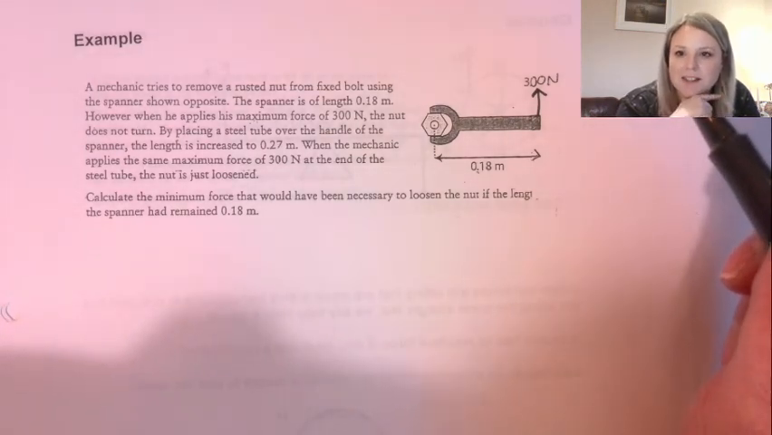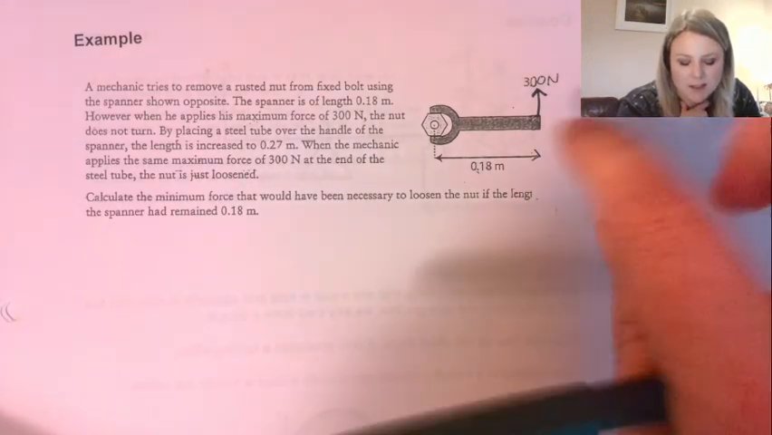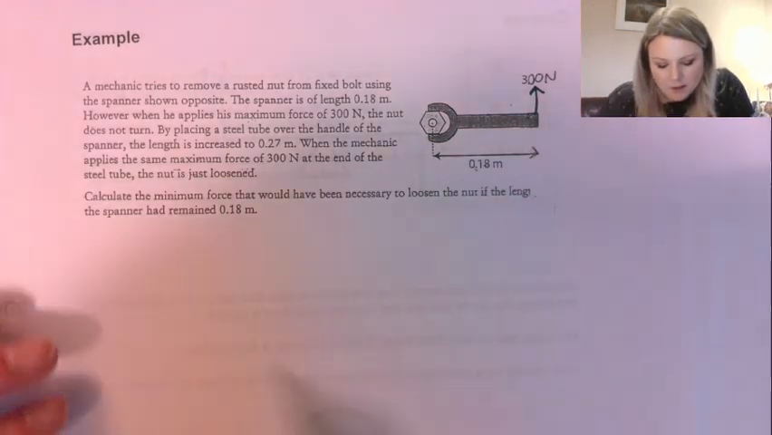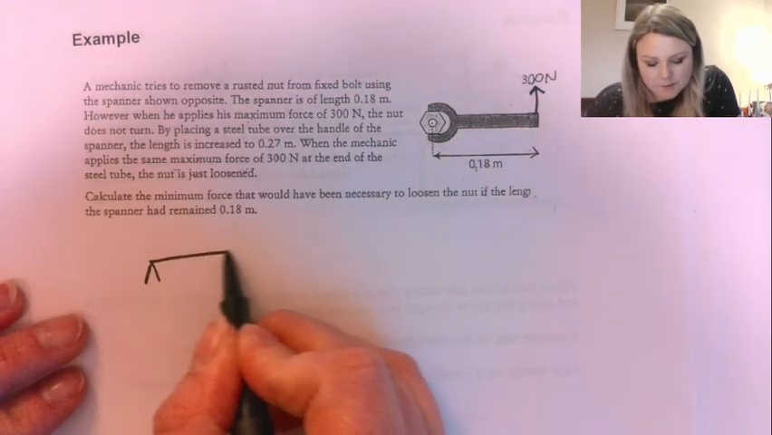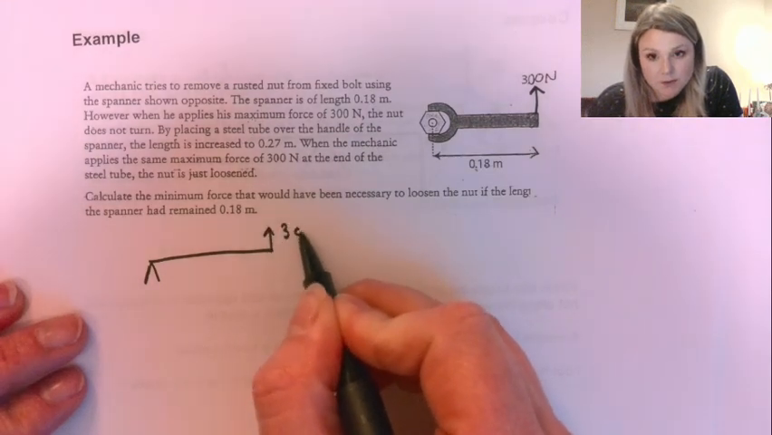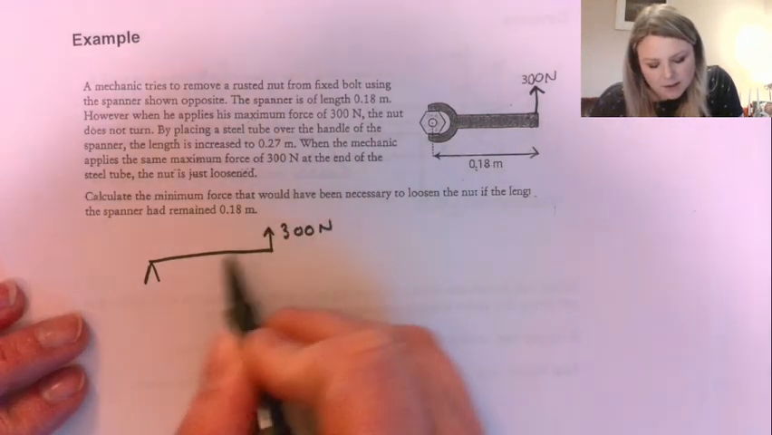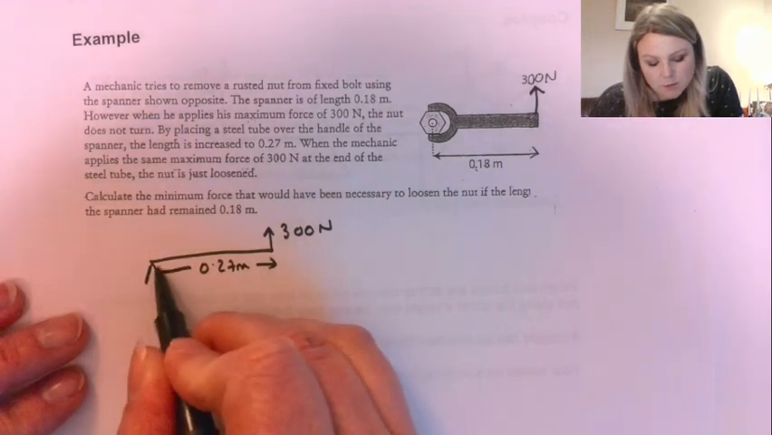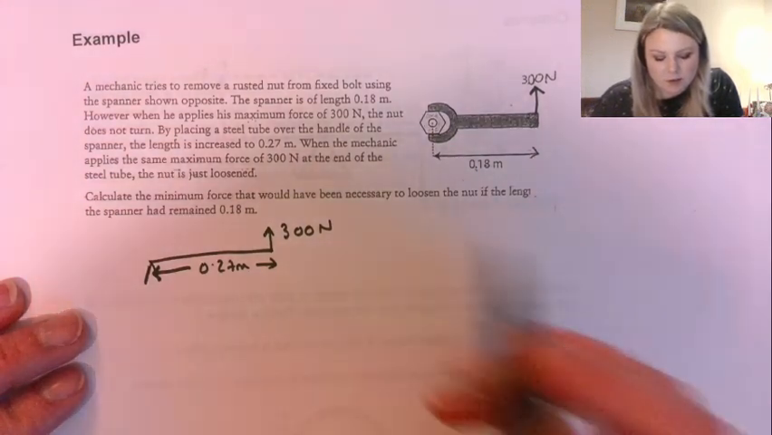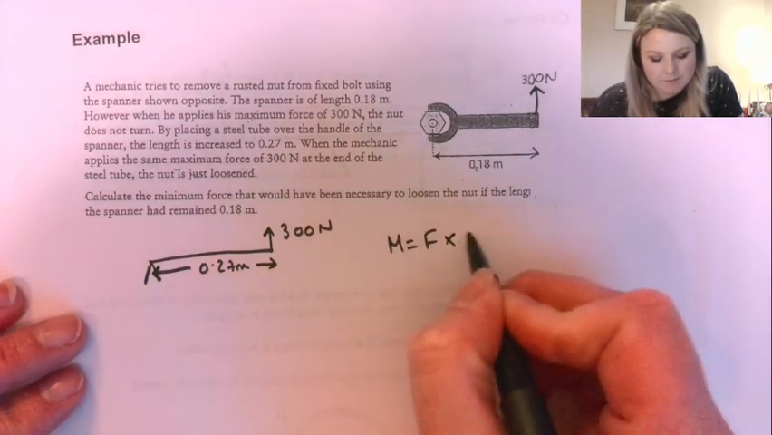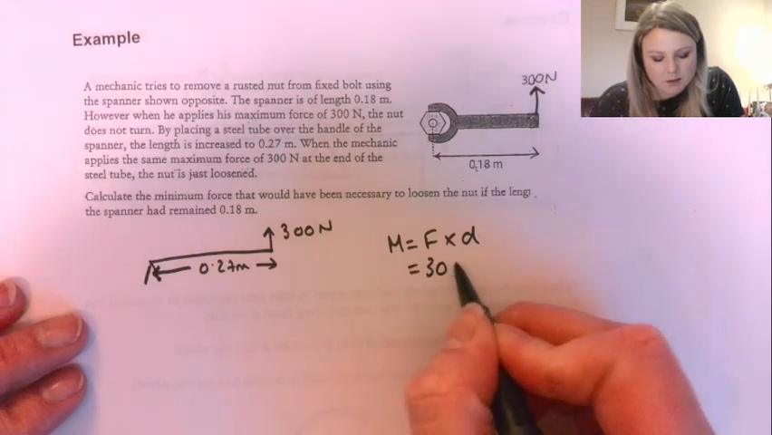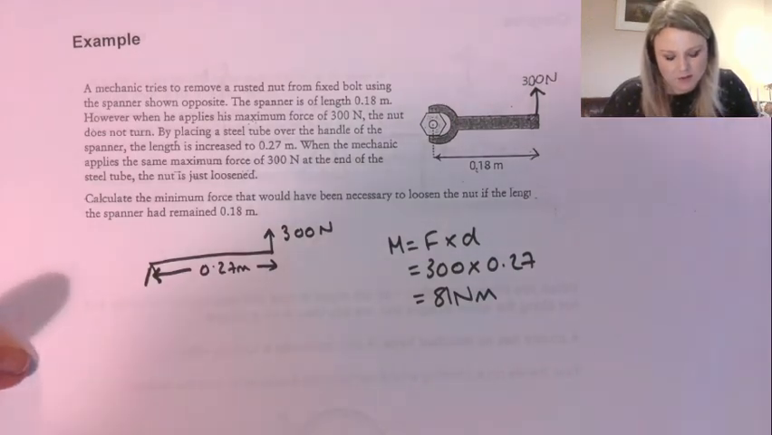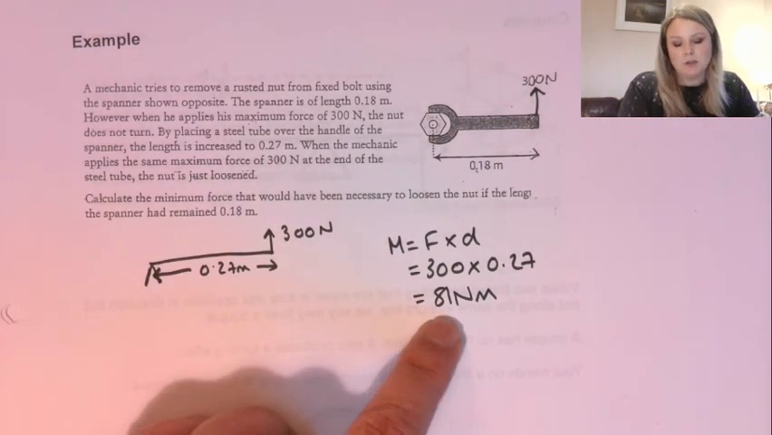So the question here is asking us what is the minimum force that would have been necessary at this original length to loosen the nut. So if we draw a wee diagram, we have our force of 300 newtons, and we were told that when this was extended to 0.27 meters, the moment produced by this was just enough to loosen the nut. So we'll calculate that. Moment is force multiplied by distance: 300 multiplied by 0.27 is 81 newton meters. So that's the moment that is required to loosen this.